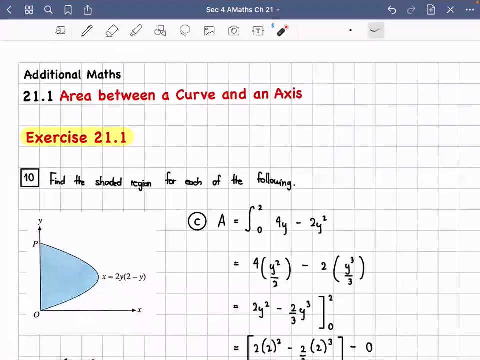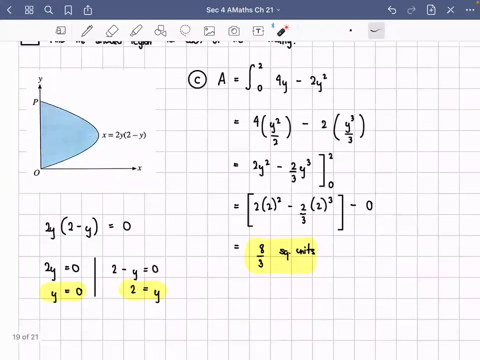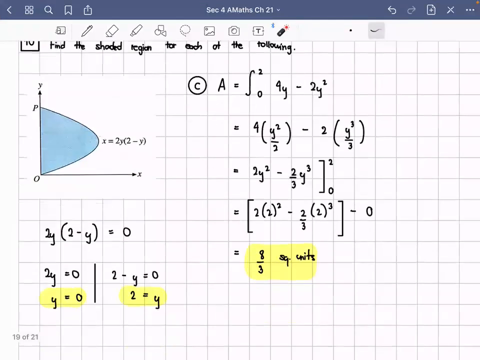to get the coordinates of point P, your equation 2y times (2 minus y) is now equal to 0. So equating each of these to 0, y is equal to 0, so that's this, right? And then the other one is 2, because 2 minus y equals 0 gives y equals 2. So P here is equal to 2. That's how you get your coordinates. Again, you have 0 and 2 here.